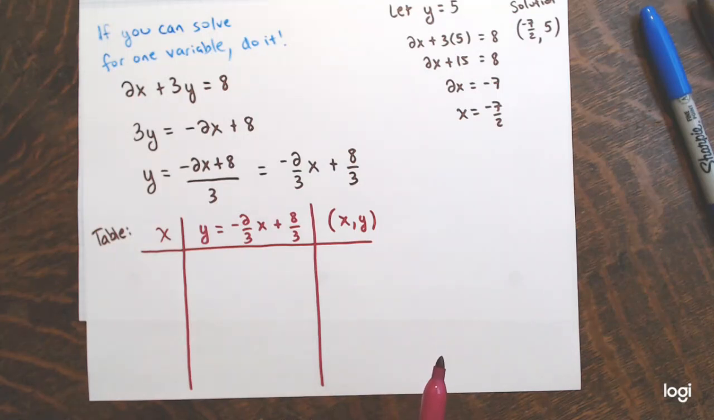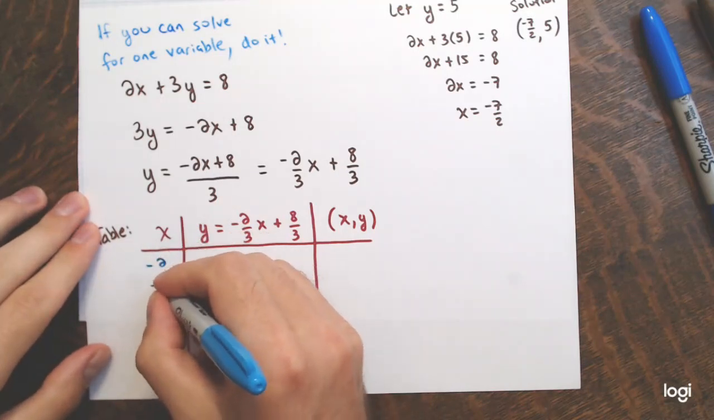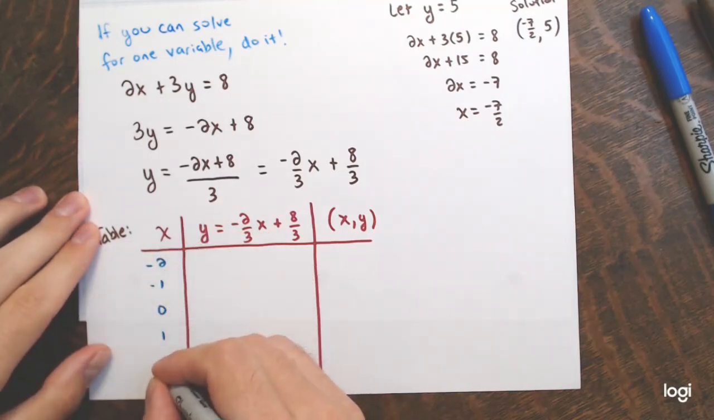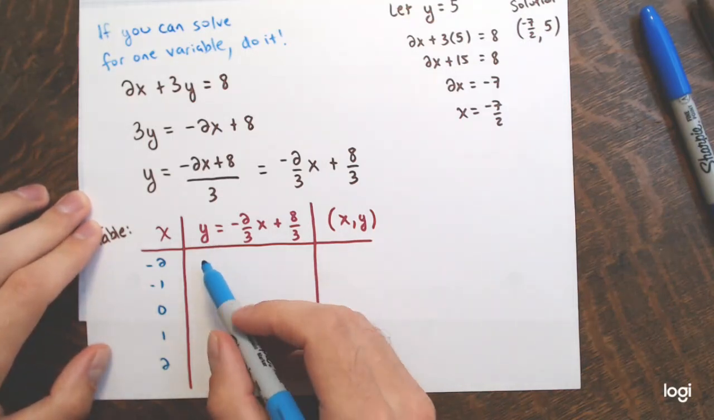So as with the previous example, I don't know how many I want to plug in. I'll plug in 5 to start and centered around 0. So the same values, the -2, -1, 0, 1, and 2. All right, and let's just see what happens, and we'll go from there.